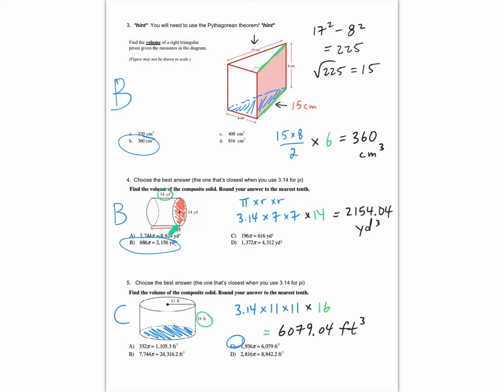So here we multiplied it by 14. Here we multiplied it by, let me circle it so it's green for you guys, we multiplied it by 6. And down here we multiplied it by 16. That's all you have to do.